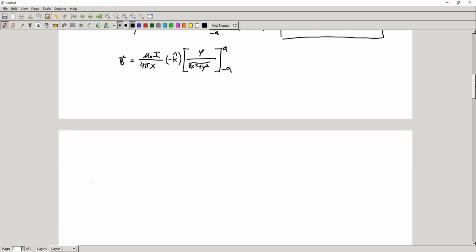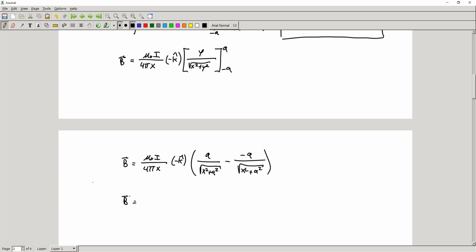Evaluating that square bracketed factor from a to minus a is going to end up giving us, well, maybe I'll rewrite it fully here. So we're going to have B equals mu naught I over 4 pi x times minus k hat, and then, evaluating at a, we're going to have a over square root x squared plus a squared, and then minus a over square root x squared plus a squared, which is just going to give us a doubled term. Okay, so we can clean this up.